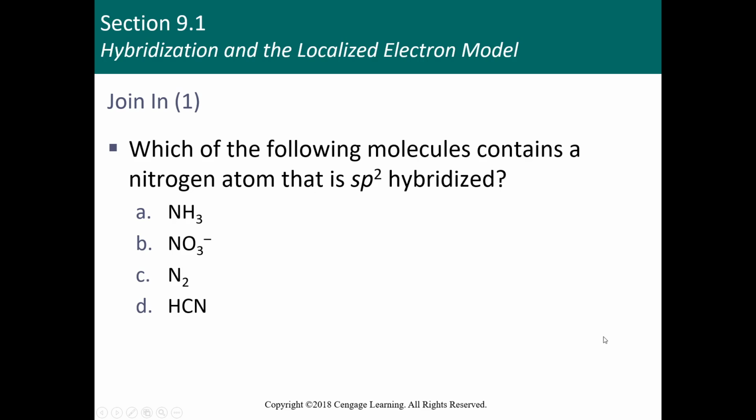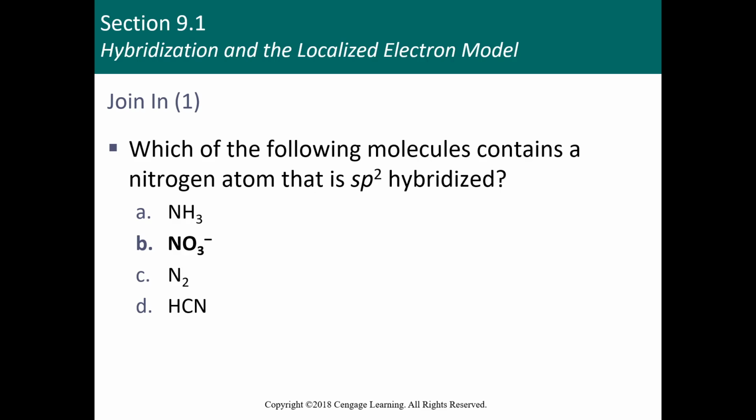So let's join in with some questions real quick. And again, pause please before you go on to my answers. Which of the following molecules contains a nitrogen atom that is sp2 hybridized? And so that would be NO3 minus.